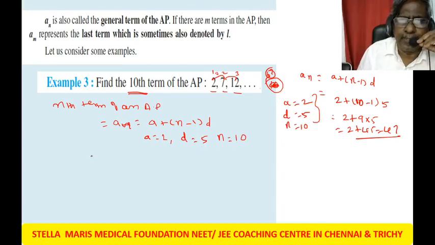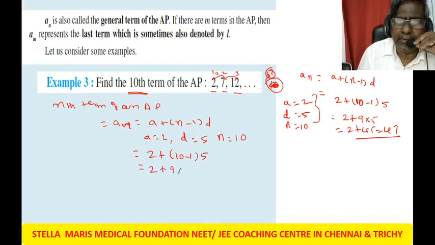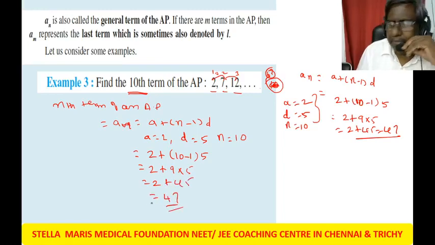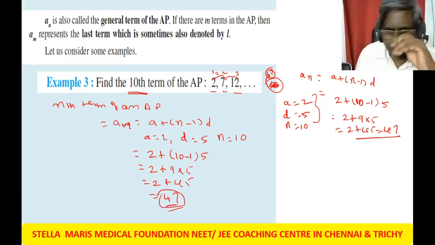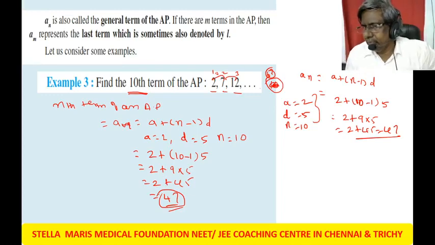Now I will substitute here. A is 2 plus n minus 1, that is 10 minus 1 into d, that is equal to 2 plus 9 into 5, that is equal to 2 plus 45, that is equal to 47. So the 10th term of the AP will be 47. The answer is 47. Rahul Raj, it's okay. So only one problem I solved now, it's a previous problem.